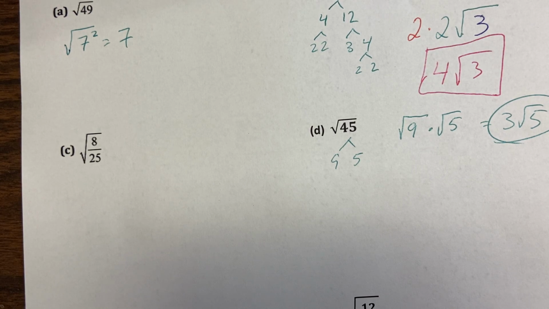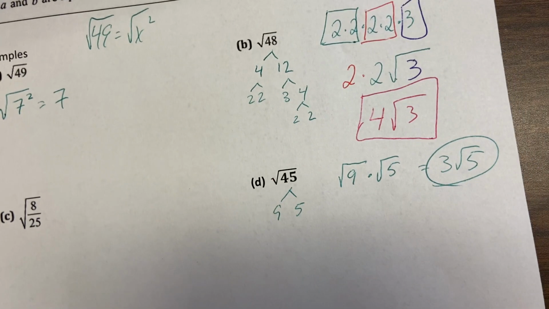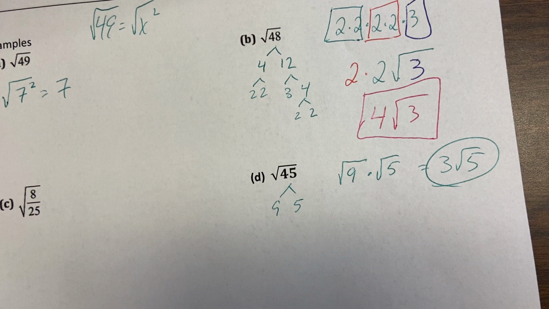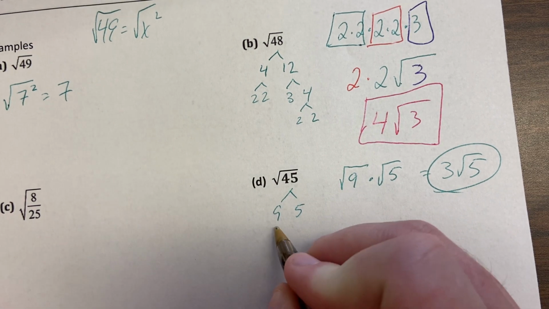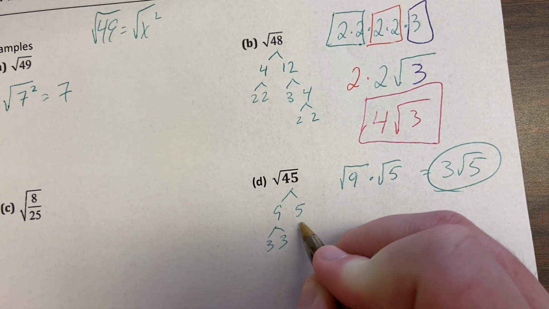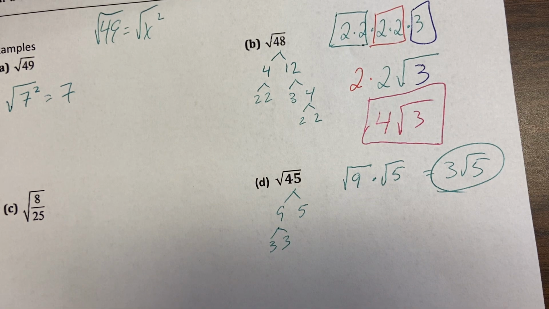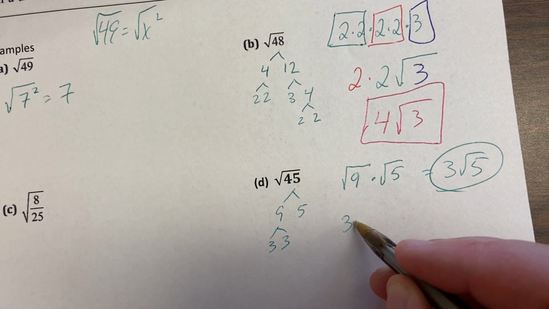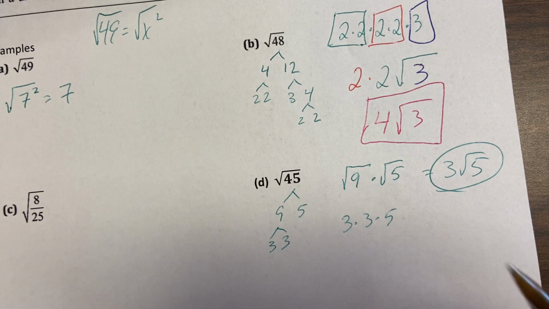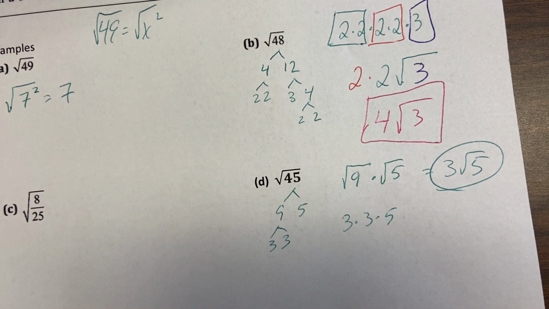Boom, done. Okay, but that's kind of the fast, quick way. If you can see the perfect square right away, go for it. If not, we need to break down these values. A 5 is prime, so we can't go any further. So if I write out its prime factorization, we have 3 times 3 times 5.